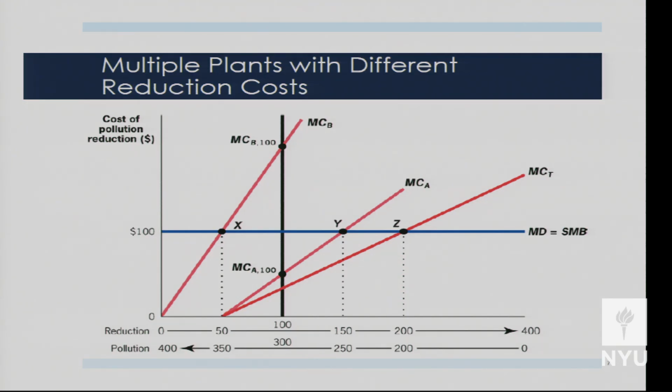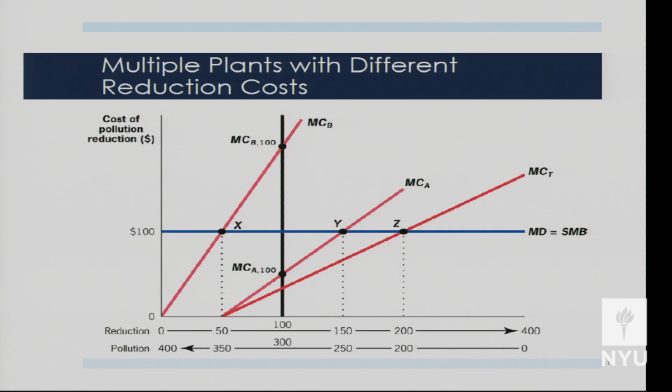If we want to figure out the marginal cost for this industry, imagine these are the only two steel plants in America. If we want to figure out what the marginal cost of pollution reduction is for the steel industry, how do we do that? We sum horizontally, right? We sum at $100, x plus y equals z. That's how we get this marginal cost function. We add up horizontally at every point.